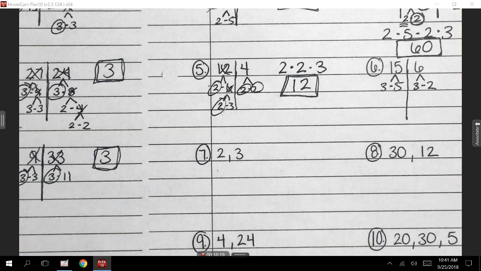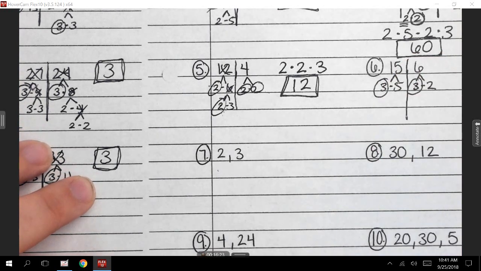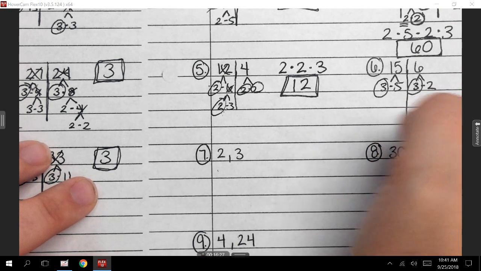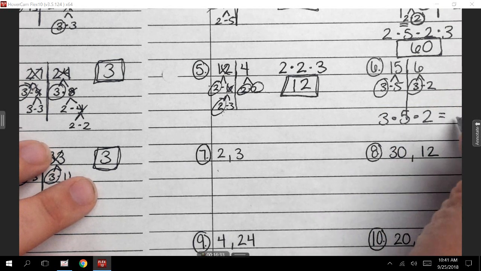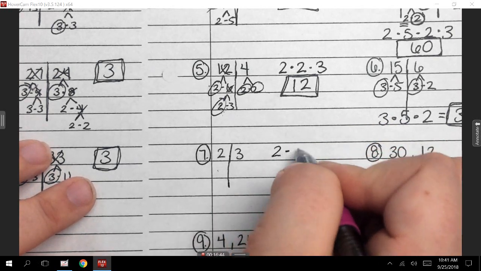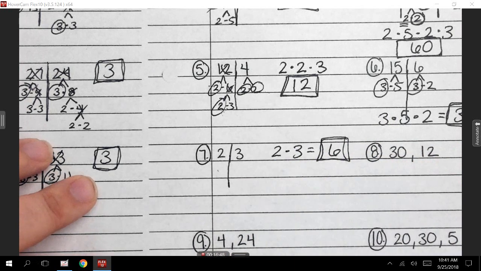All right, on number 6, they have a 3 in common. So I'm going to write that 1 3 that they share. I'm going to write it once. So I have 3 times, what's left? 5 and 2, which gives me 30. All right, 2 and 3. Can 2 and 3 split? No. So what's left? 2 times 3, which gives me 6. So that one's pretty easy.